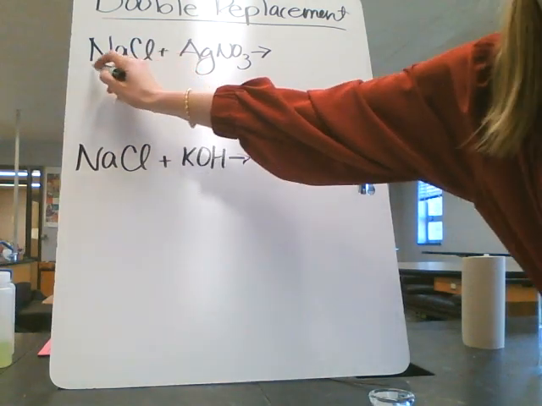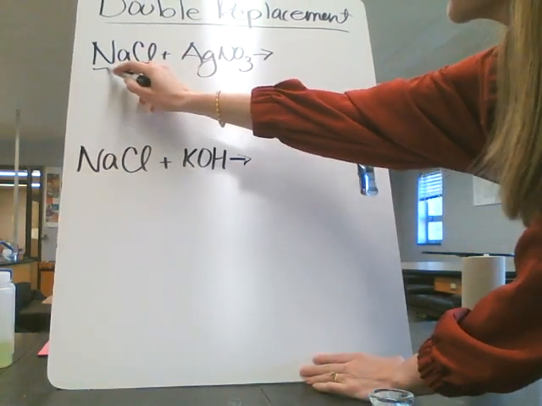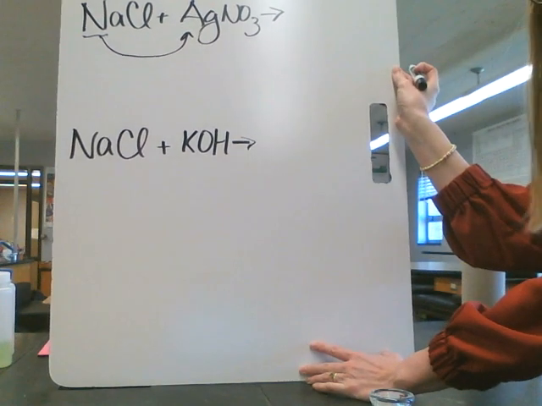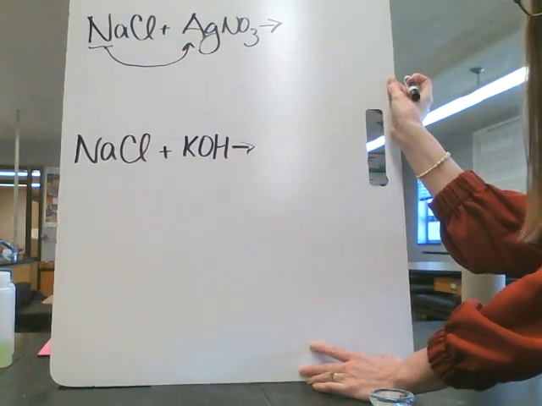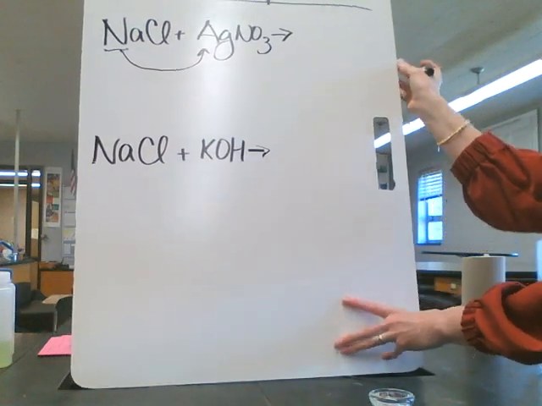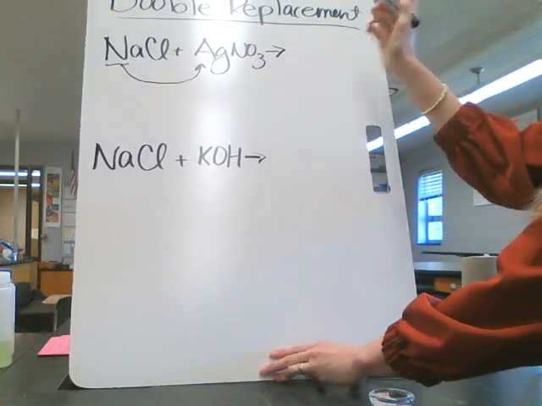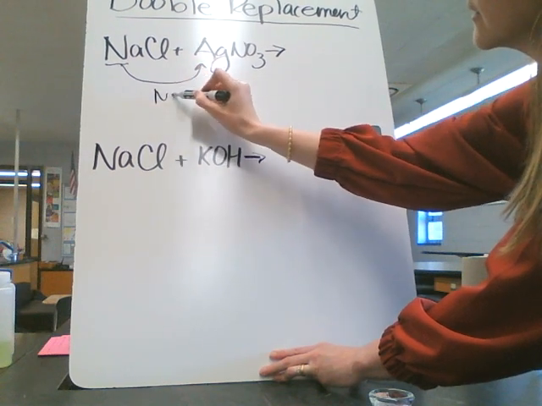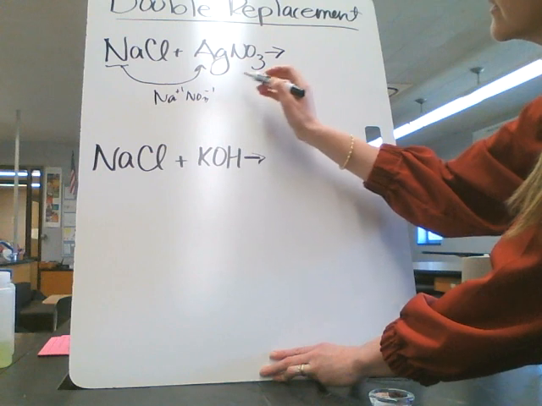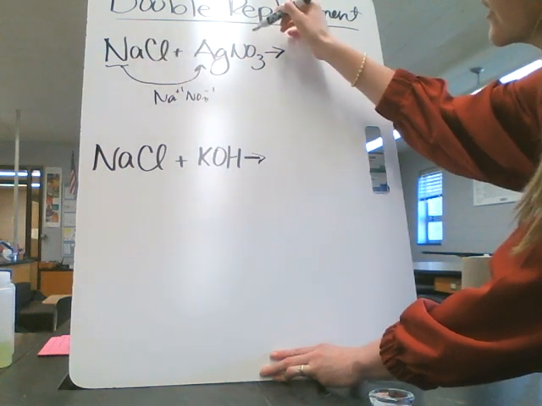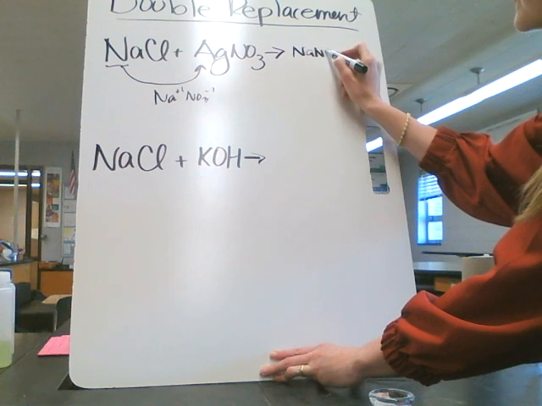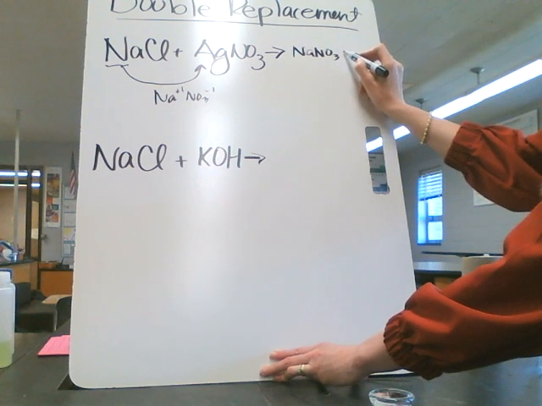So what we do is we know our metals have to switch spots. So Na and Ag have to switch spots. Okay, so we're going to take the Na and put it with the NO3 and the Ag with the Cl. To do that, we have to make sure we have the correct charges. So Na plus 1 and NO3 is a minus 1. So the Na is now going to go with the NO3. Plus 1, minus 1 charge, so we just get NaNO3.